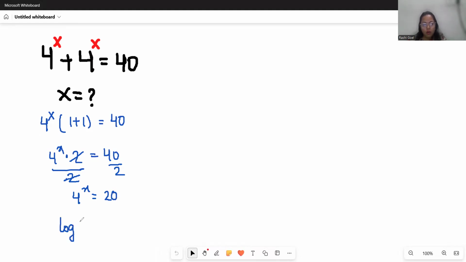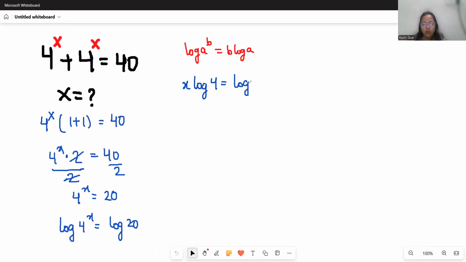Now, if I take log on both sides, so log 4 power x equal log 20. So, as per log rule, log a power b equal b log a. And this becomes x log 4 equal log 20. Now, if I divide both sides by log 4, so this will cancel out.